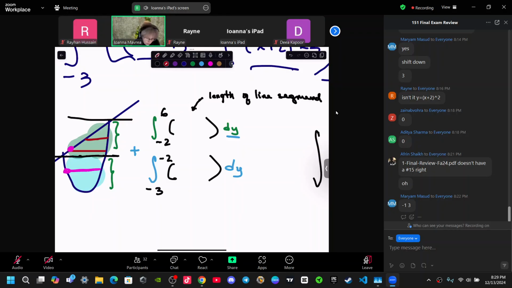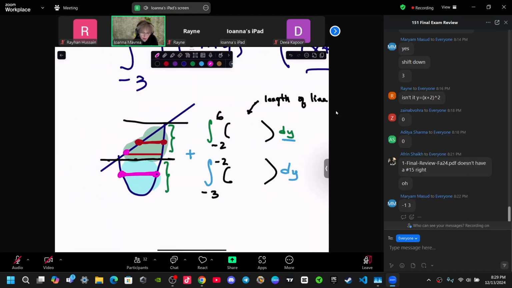The line segment was horizontal. Its length is an x-coordinate minus an x-coordinate. The same thing with the bottom line segment. The length is this x-coordinate, the large one on the right, minus this x-coordinate. So let's do the one on top.